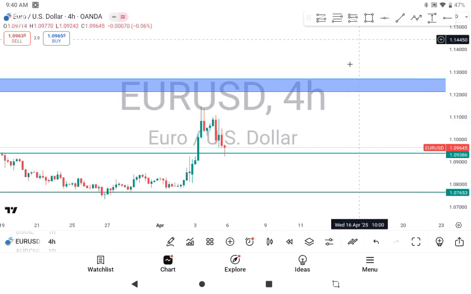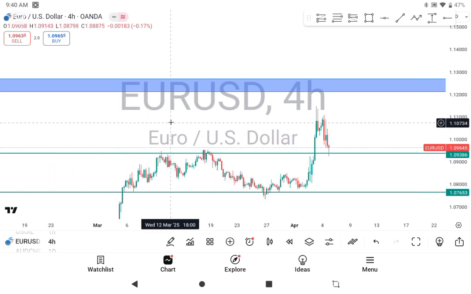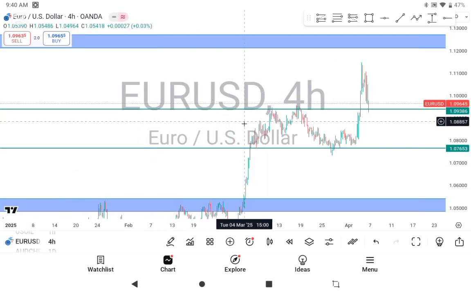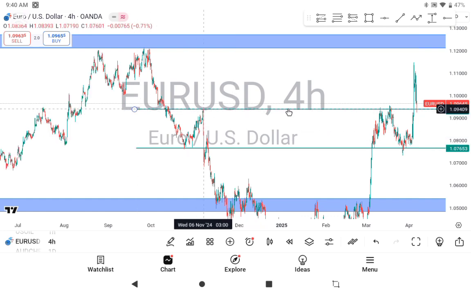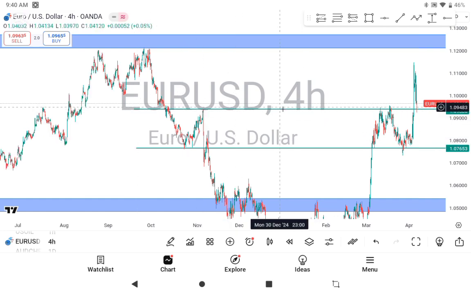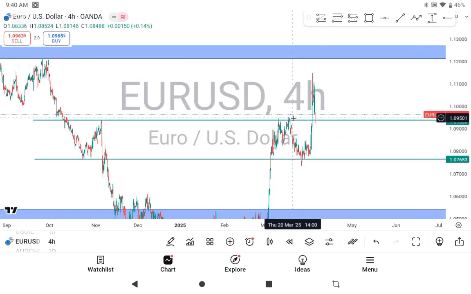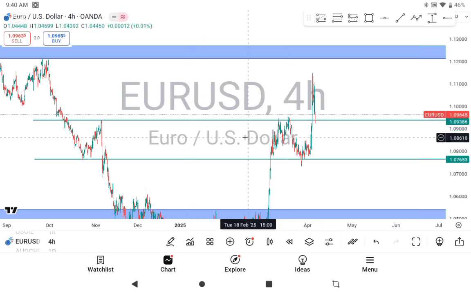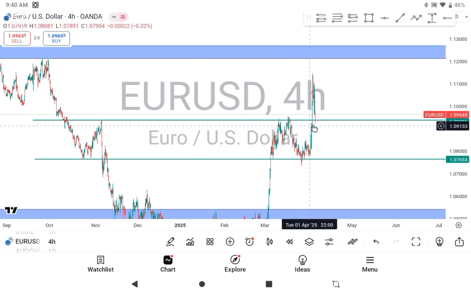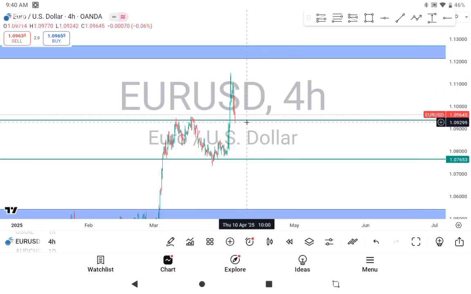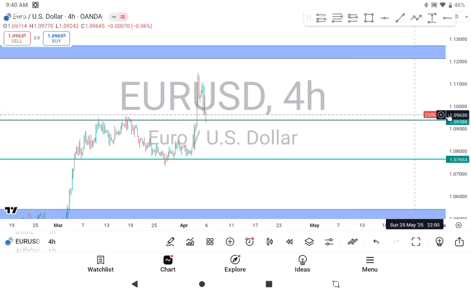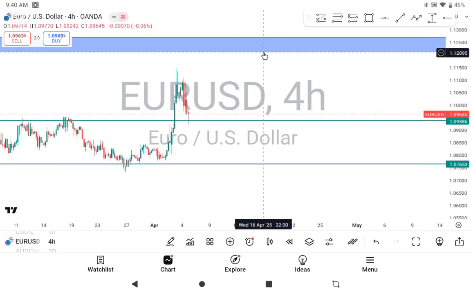Just like we have seen on the daily time frame, the daily has broken and closed above this resistance level. This level is a resistance level, and price has broken and closed above it. I repeat, price has broken and closed above it on the daily time frame. So we expect price to pull back and give us a confirmation to go long on Euro USD to this key level of resistance right here.